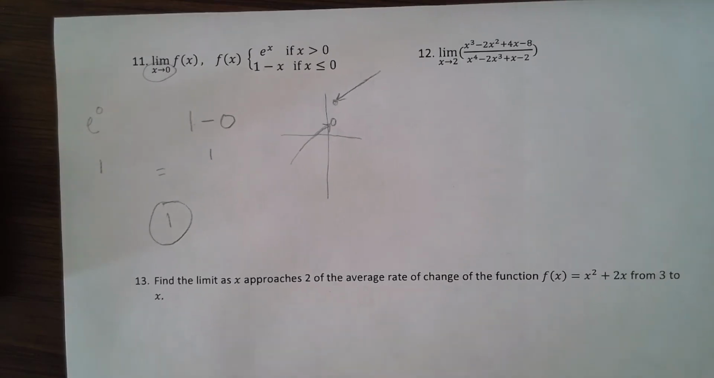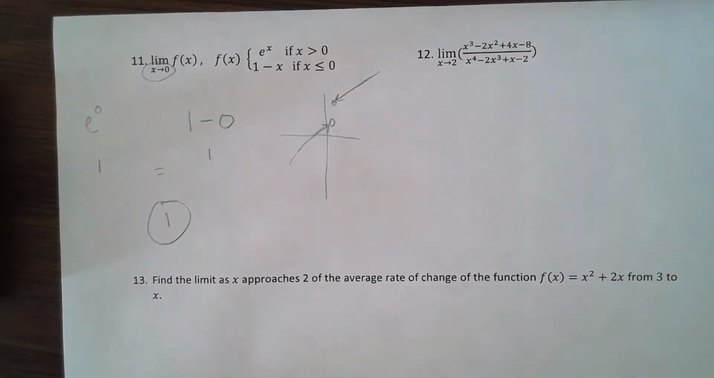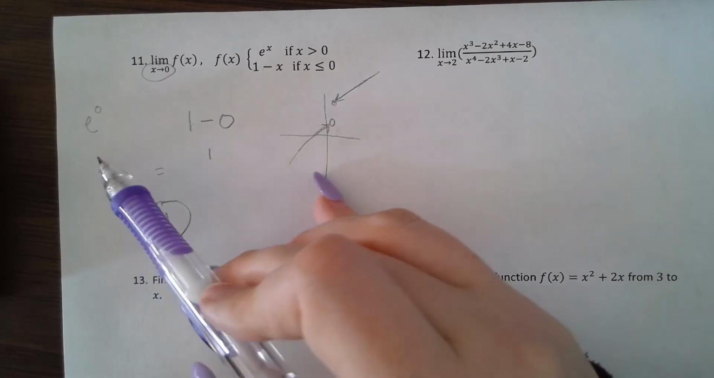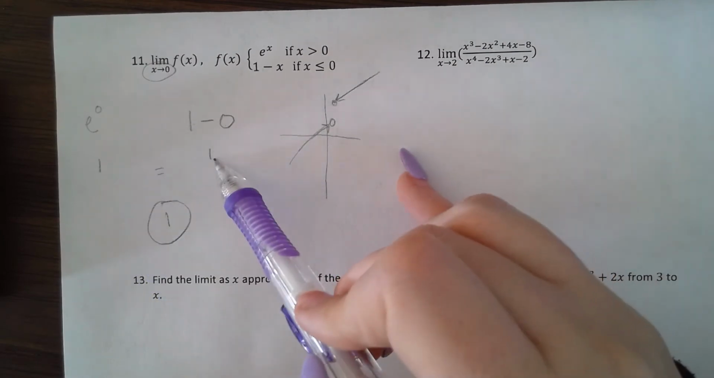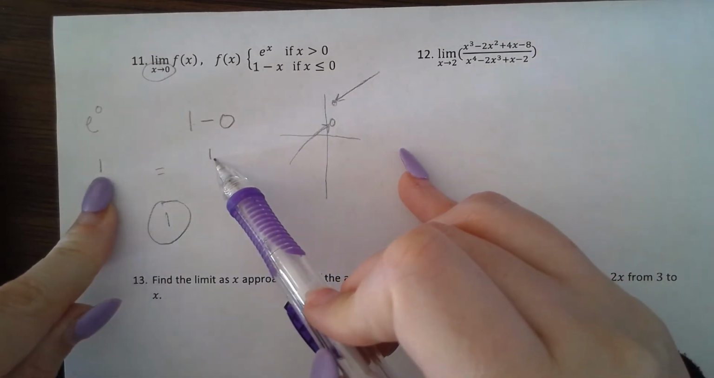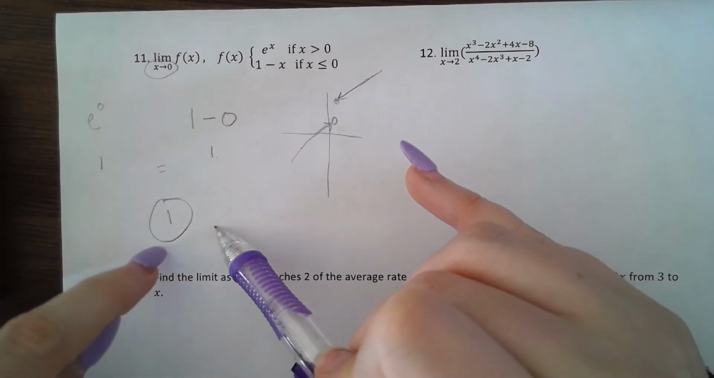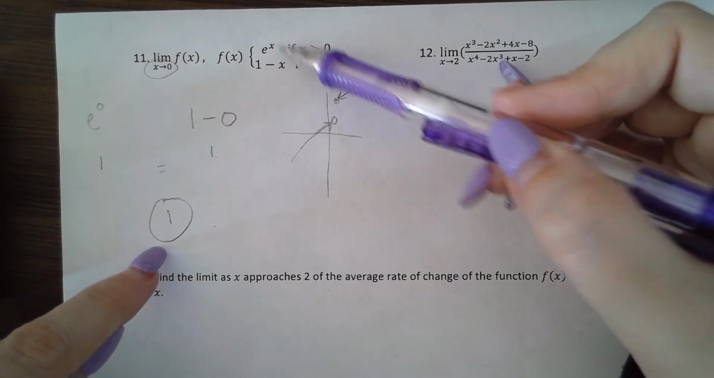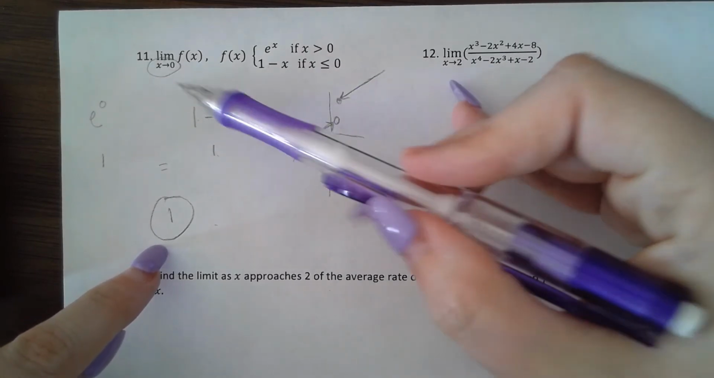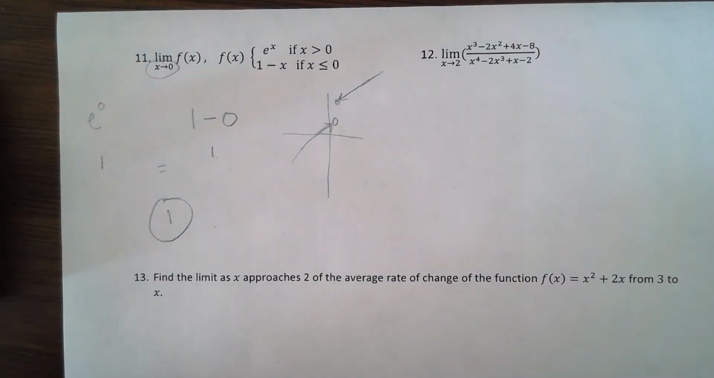Now let's say we were doing it as x is approaching 1. E to the 1 is 2 point whatever. 1 minus 1 is 0. So this would be 2 point something. This would be 0. Those aren't the same, so we would say does not exist. Okay, so whenever we have a piecewise function, we have to plug the 0 into both of them.